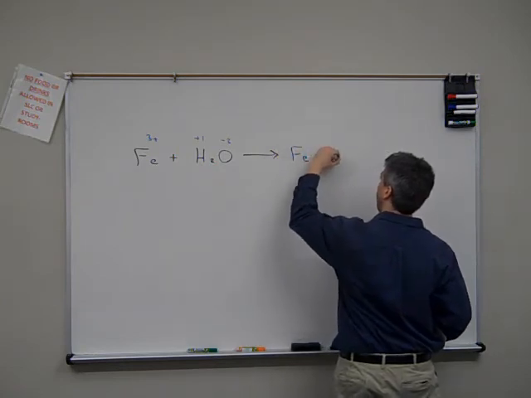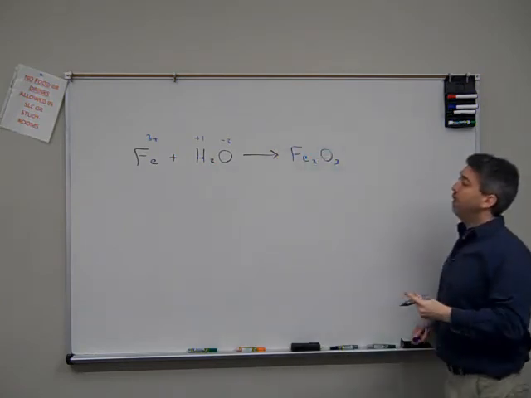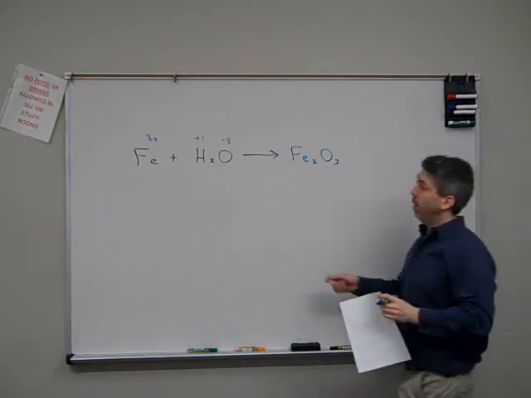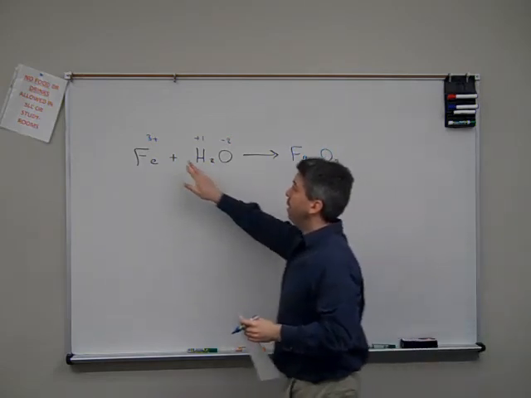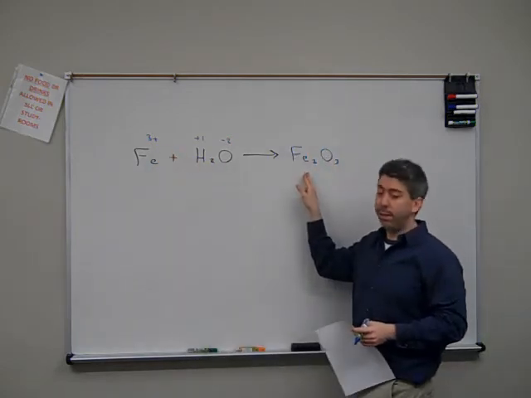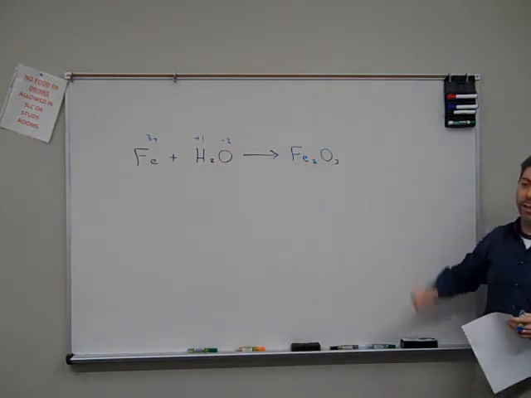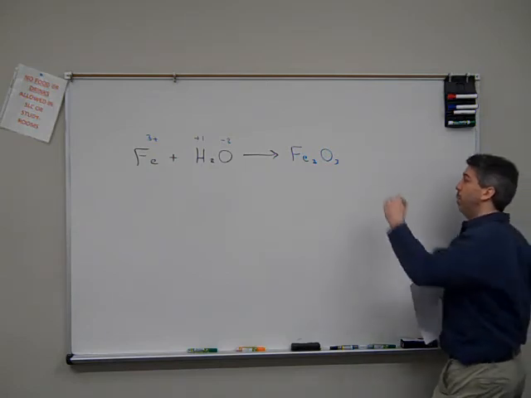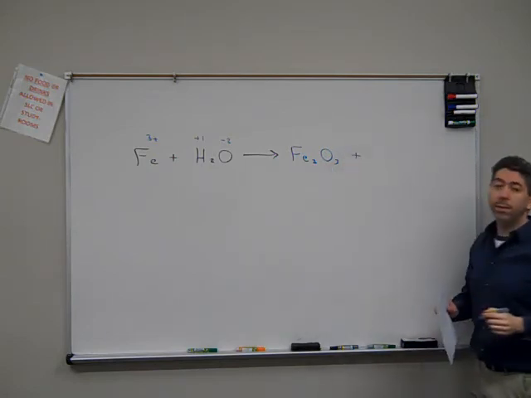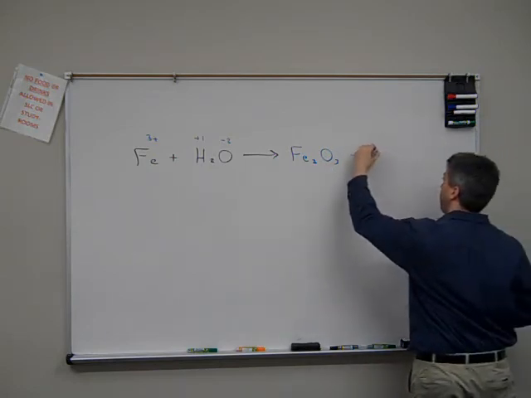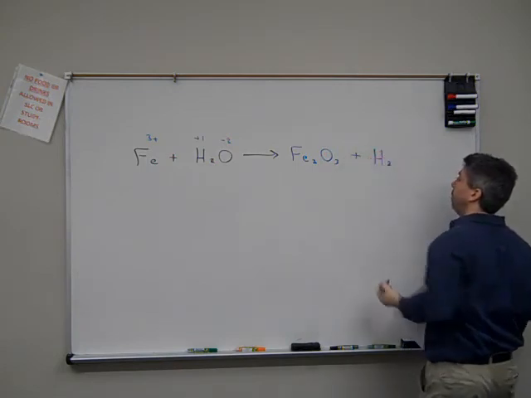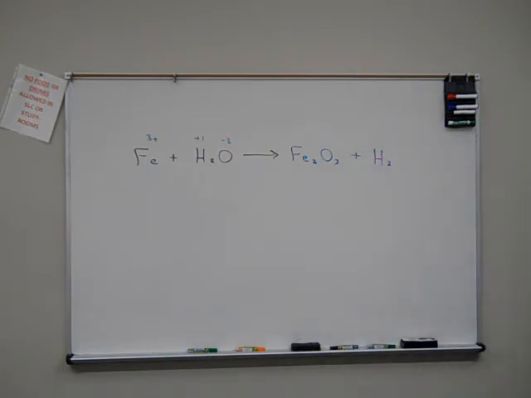Fe2O3. Exactly. Fe2O3. The lowest common multiple of 3 and 2 is 6. I need 2 irons to give me a charge of +6, and I need 3 oxygens to give me a negative charge of 6. So that will balance the charges. What's going to be left? H2. Hydrogen, remember, is a Brinkelhoff element, so it's not going to be H, it's going to be H2.